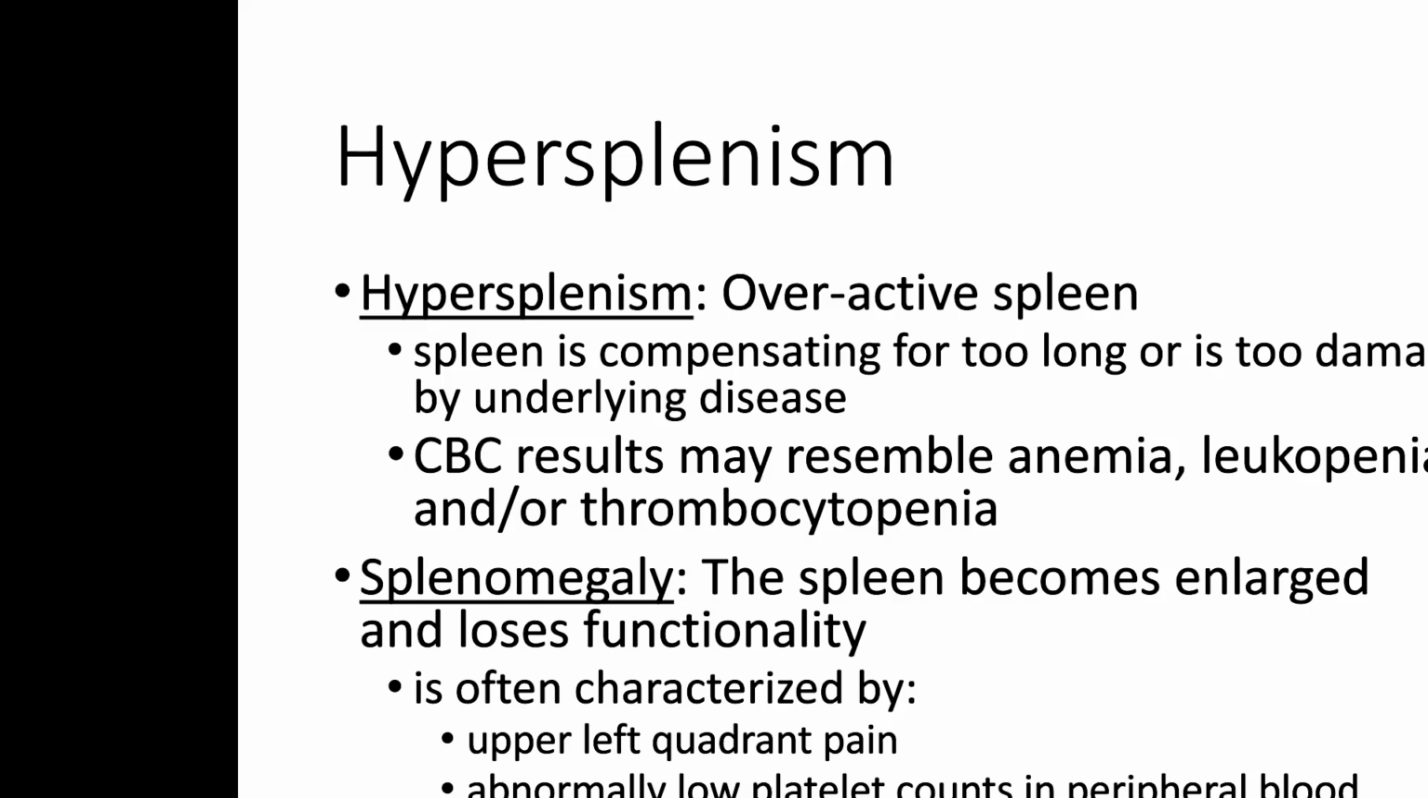Splenomegaly describes the enlargement of the spleen, and when that happens, that will cause the spleen to lose its normal functionality. It'll often be characterized by left upper quadrant pains, abnormally low platelet counts, and decreased blood volume due to the spleen just holding up everything in there.